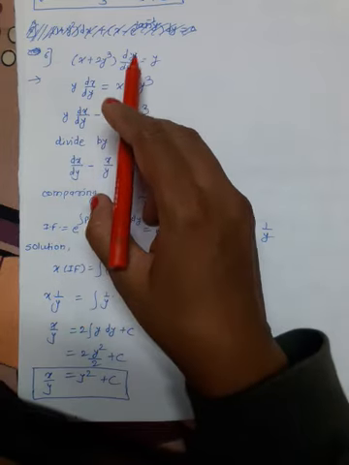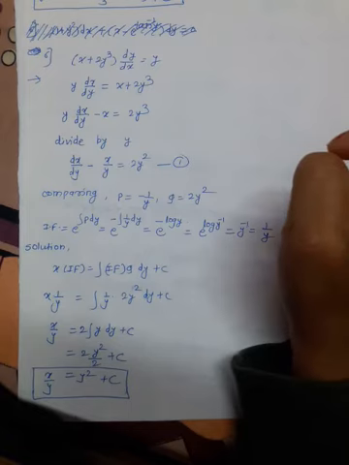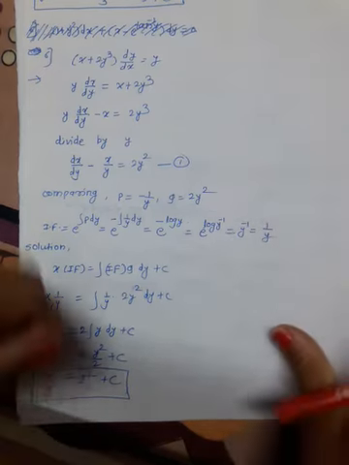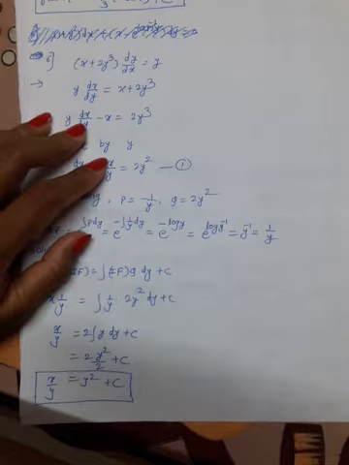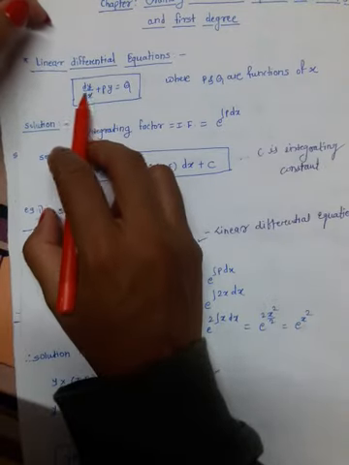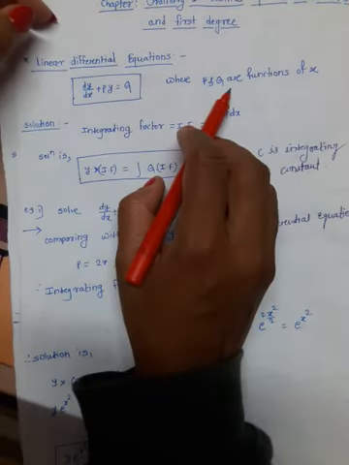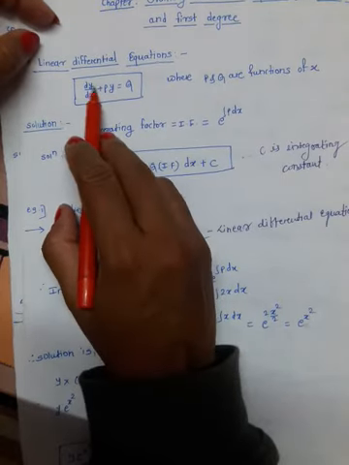See, if dy by dx we put as it is, let us see first one more form of a LDE. This is the normal form of LDE: dy by dx plus py is equal to q, where p and q are functions of this denominator x variable and y should be there.